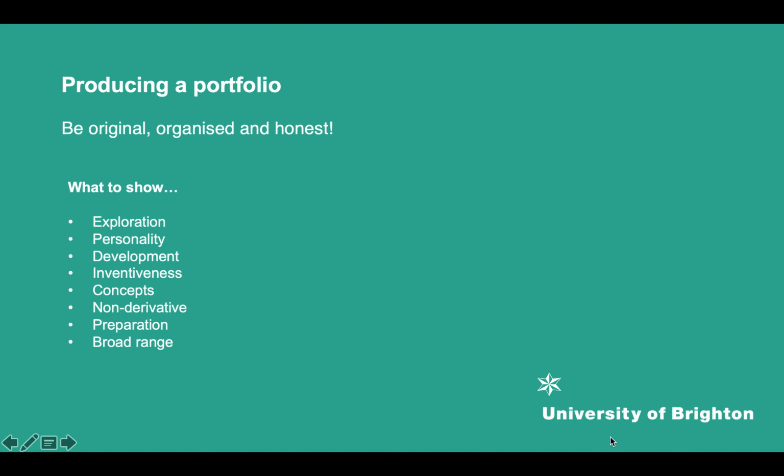So we want to see something of the exploration of your ideas, your own personality, your development and process, your use of materials, your inventiveness, your concepts. We don't necessarily want to see that you've been copying other people, but you've also demonstrated that you're prepared and thought about what you're going to show us, and also that you're showing us a broad range of different activities.